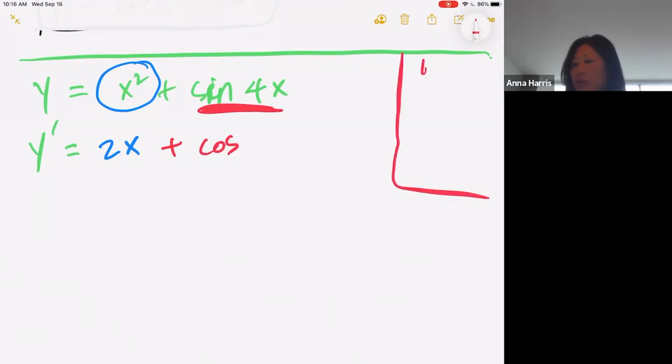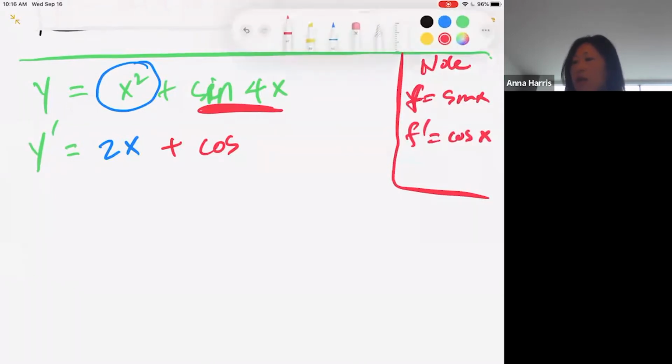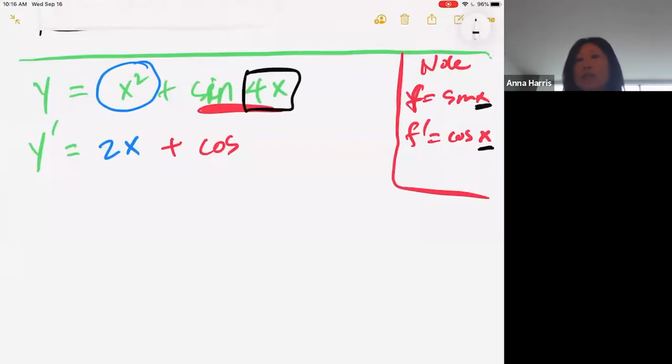Remember, note, the derivative of sine x is cosine x. But what do I have here? 4x, isn't it? So you can think of yourself, okay, I'm going to say u equal to 4x, u prime equal to 4. So this function right here, you need to use a chain rule. So I have cosine 4x times, what do you have to do? u prime, which is what? 4. Just like this one.